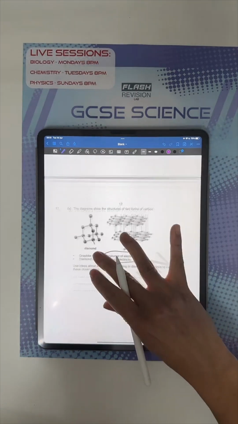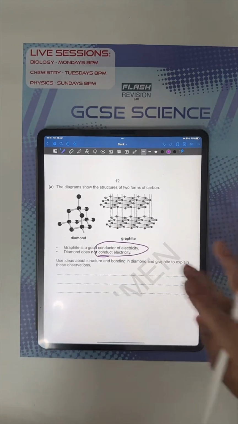Can I make the screen a bit bigger? Yes, I can. This is the question.